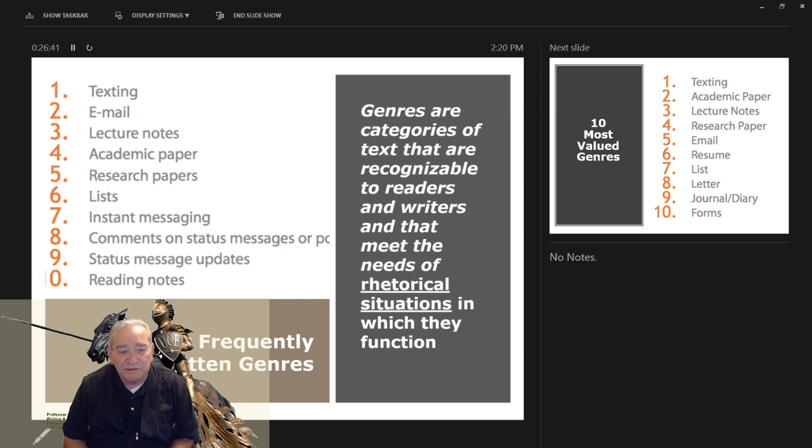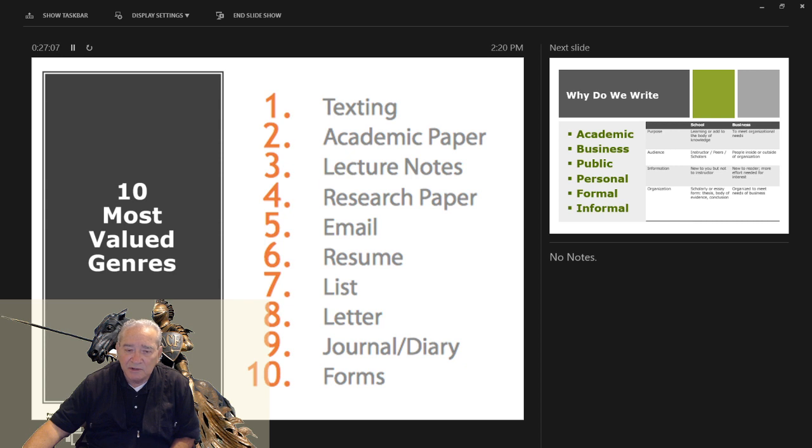Emails, a genre, I use that one frequently. Lecture notes, academic papers, research papers. A PowerPoint here is a lecture, that's a genre. Lists, instant messaging, a lot of people use that. I still use that, learning to use that. Status message updates, reading notes, these are all different kinds of genres, the 10 most frequently written genres. The 10 most valued, which people, whether they use them frequently or not, are certainly the ones that matter and that people want to learn or need to learn or may have to learn.